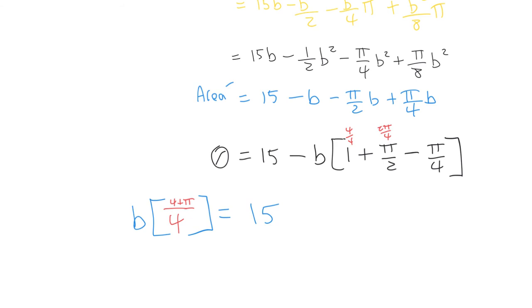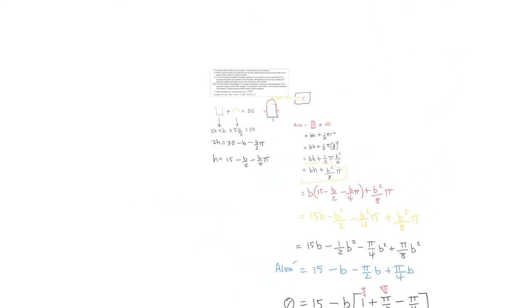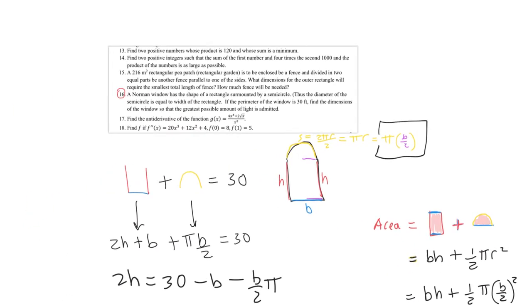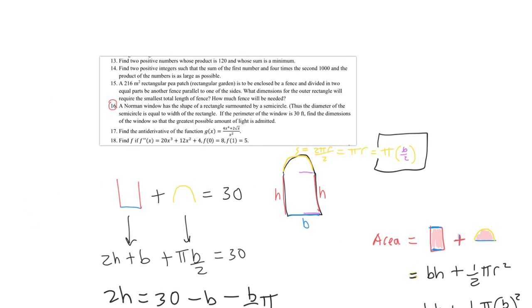So if we want to solve for b, it's just going to be b equals 15 divided by this, which is really 15 times the reciprocal of 4 plus pi over 4. And the reciprocal of 4 plus pi over 4 is 4 over 4 plus pi. So that's going to become 60 over 4 plus pi. So that right there, 60 over 4 plus pi, is the base. So I'm actually going to write that. 60 over 4 plus pi.